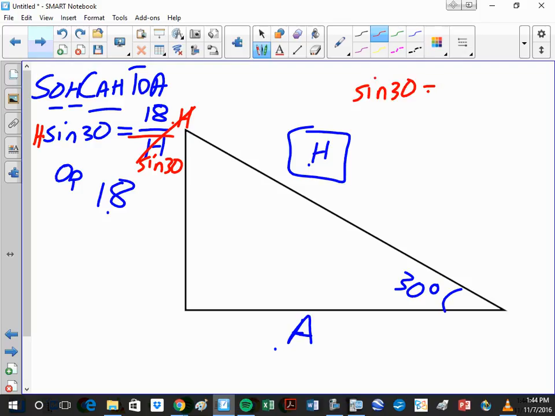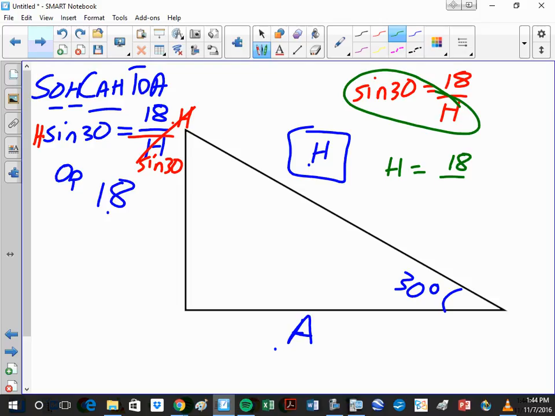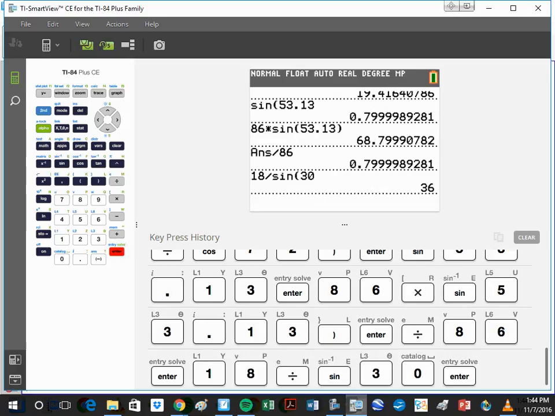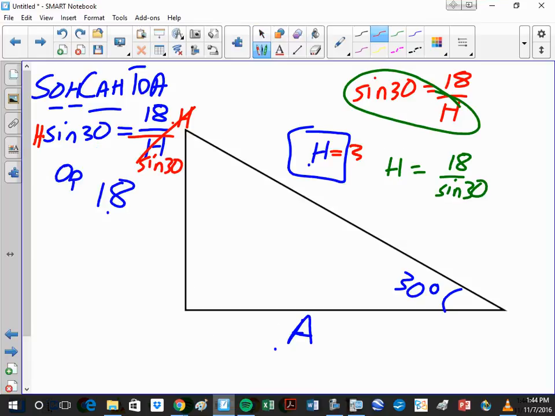The sine of 30 equals 18 over h. If the variable's on the bottom, just switch those two. So you either have a multiply problem or you have a switch problem. In this case, it's a switch problem. We end up with h is equal to 18 over the sine of 30. So on your calculator, 18 divided by the sine of 30, and I get 36. So h is 36.